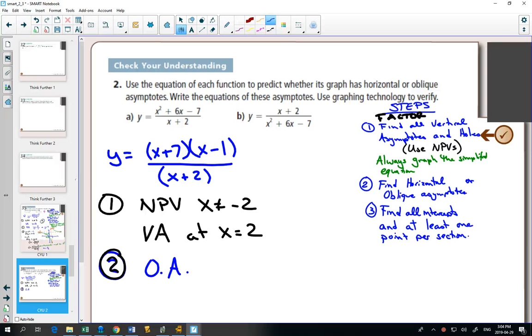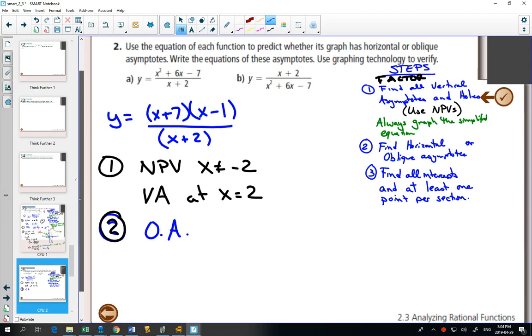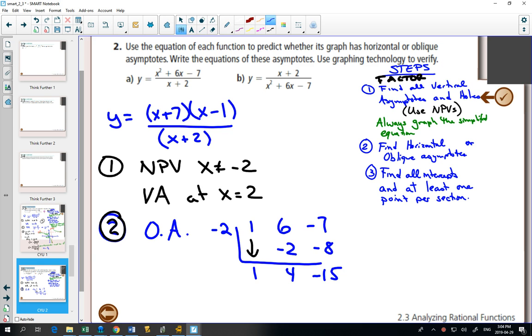How do we find our oblique asymptote? We find it with synthetic division. So we actually need to divide x squared plus 6x minus 7 by x plus 2. If I was dividing that, I'd put a minus 2 out there, bring down the 1, multiply, add, multiply, add. And the answer is x plus 4, remainder of -15. Again, you can ignore that remainder. We now know that our oblique asymptote is at y equals x plus 4.